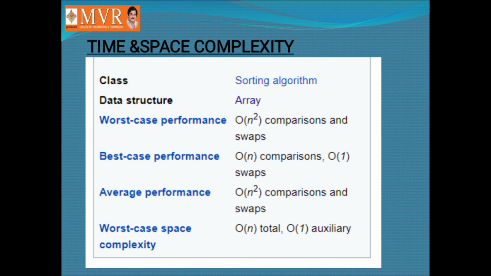The time complexity is nothing but the time taken to run an algorithm or program in the computer. The space complexity is nothing but the space required to store all the elements, that is the functions and everything related to that program in the computer memory.